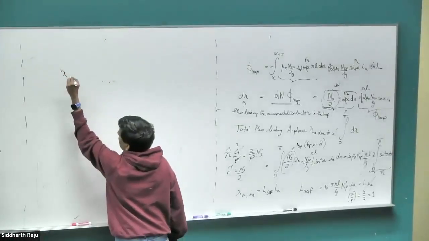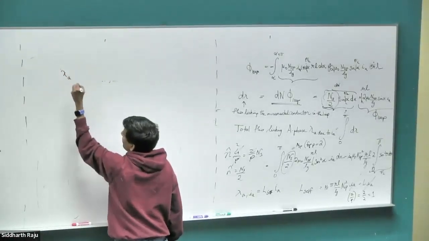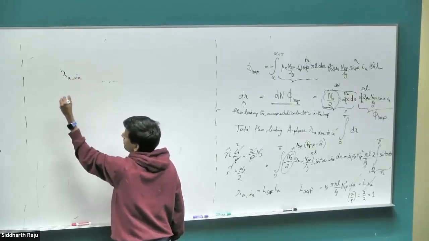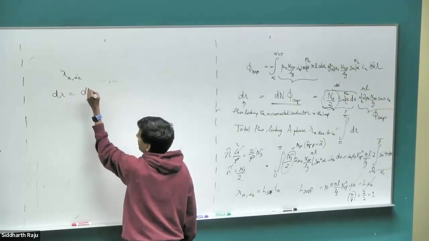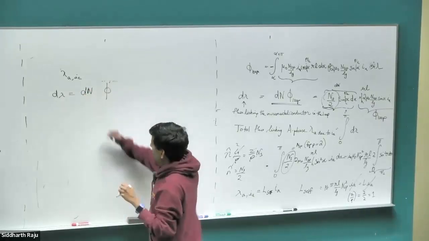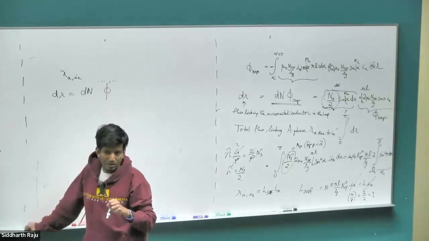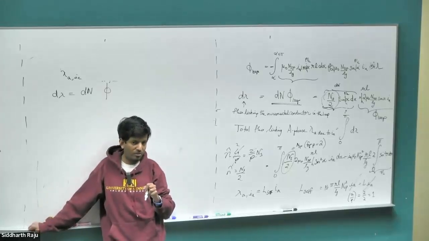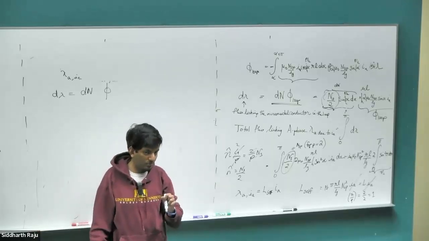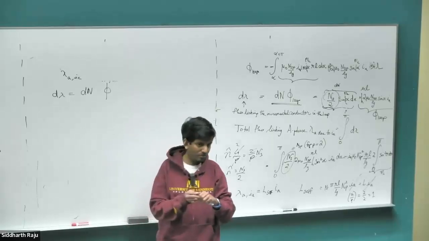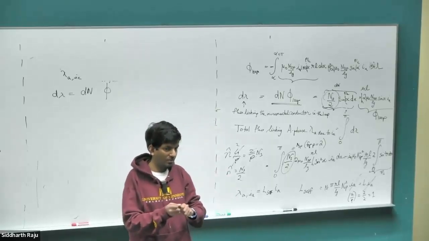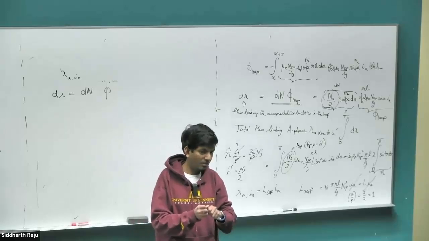So let me ask this question again. I'm interested in the flux in the A phase due to current in the C phase. So what is my d lambda going to be? It's going to be dn times phi. Can somebody fill in the subscript? It is going to be dn of which phase? A phase, B phase, or C phase? C phase. Any other answers? A. A phase. Rachel, why C phase? I got confused. Never mind, I'm good.